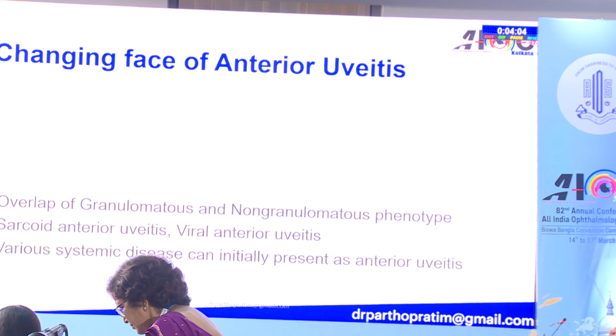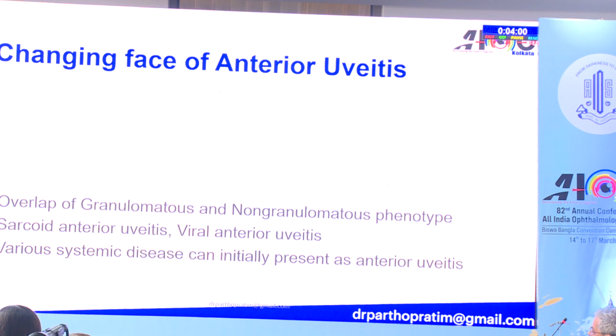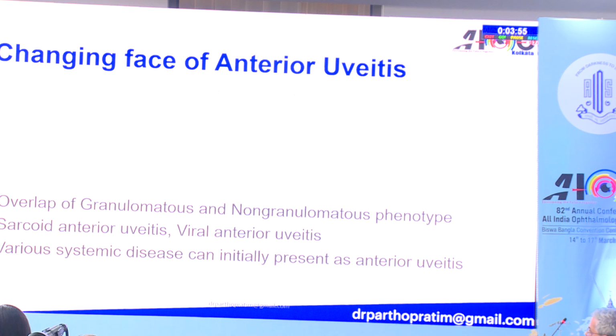Most commonly you see an overlap of granulomatous and non-granulomatous. For example, sarcoid is a classical example: though it can present with granulomatous uveitis, sometimes it can present with non-granulomatous. Similarly, viral anterior uveitis can run a chronic course, or it can come with a very hyperacute course also.